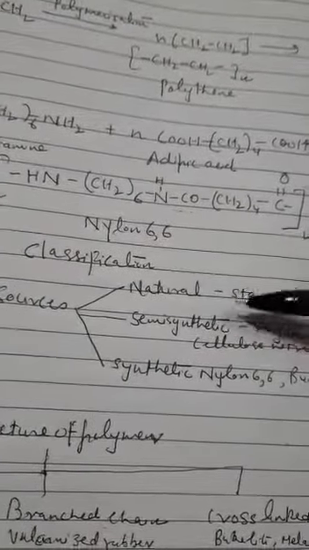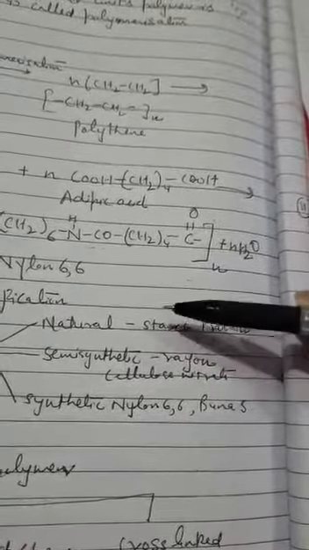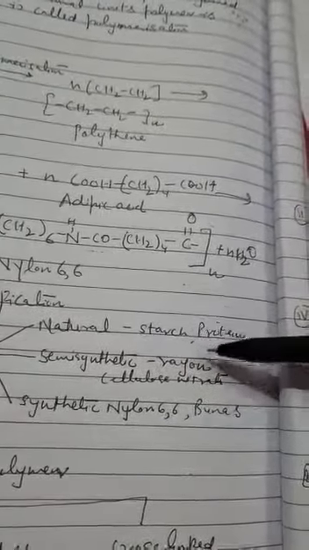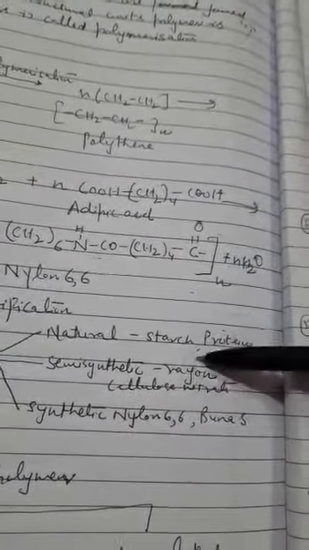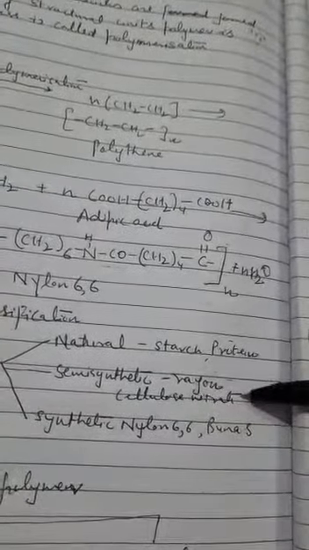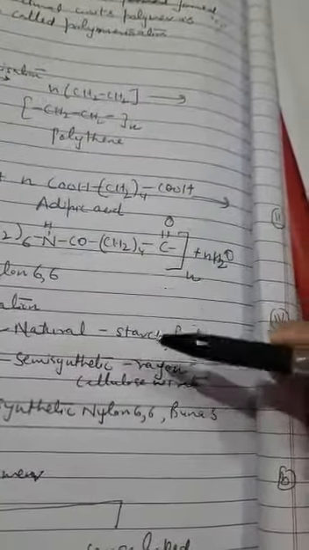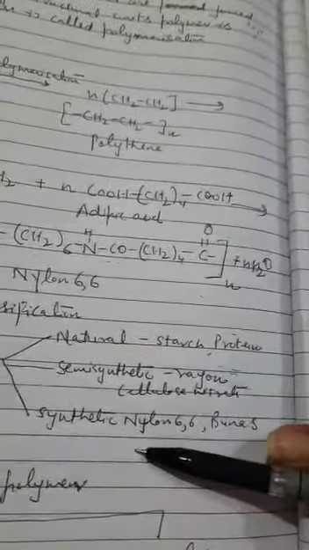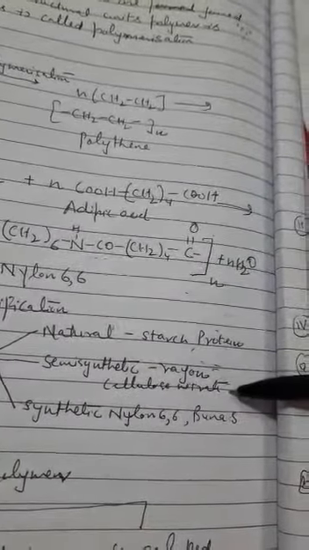Then there are semi-synthetic polymers. The semi-synthetic polymers are those for which the raw material is available in nature and that is prepared synthetically. Rayon is an example. Cellulose nitrate is an example. The dress which nurses wear is made up of rayon, a semi-synthetic polymer. Then there are synthetic polymers. First one is nylon 6,6, then there is Buna S.